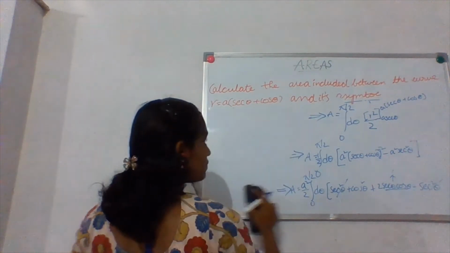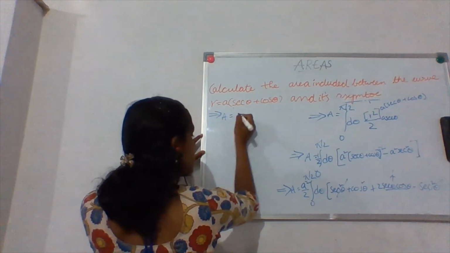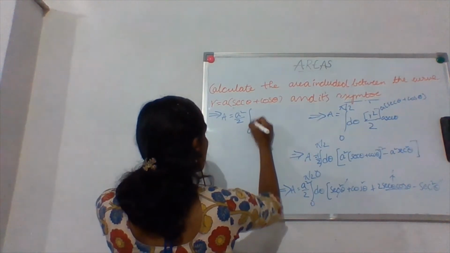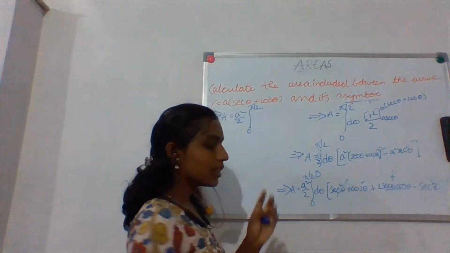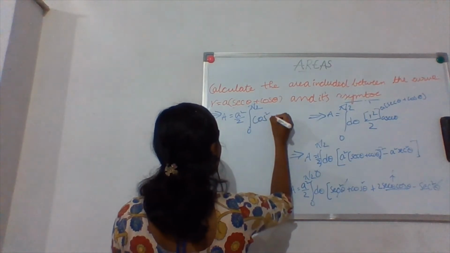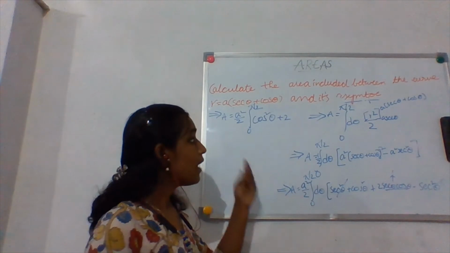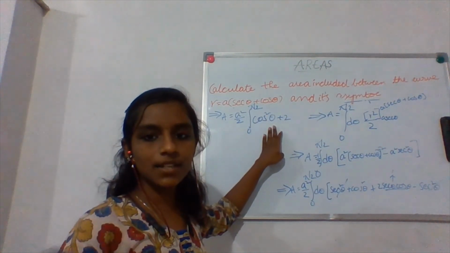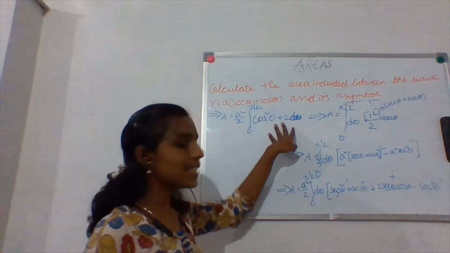Okay, so this would give me A is equal to a square by 2 into the integral from 0 to pi by 2 of cos square theta plus 2. The remaining term is cos square theta plus 2, right? Am I right? So after this you have to integrate this term, okay? Integrating this with d theta. I forgot to put this d theta. So integrating this is your job, right?